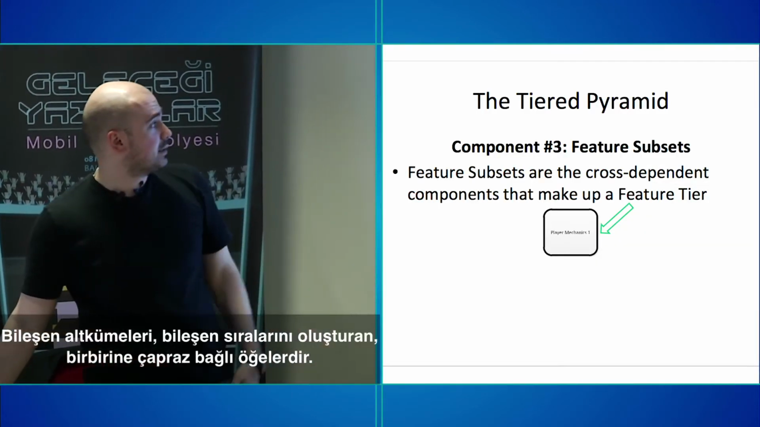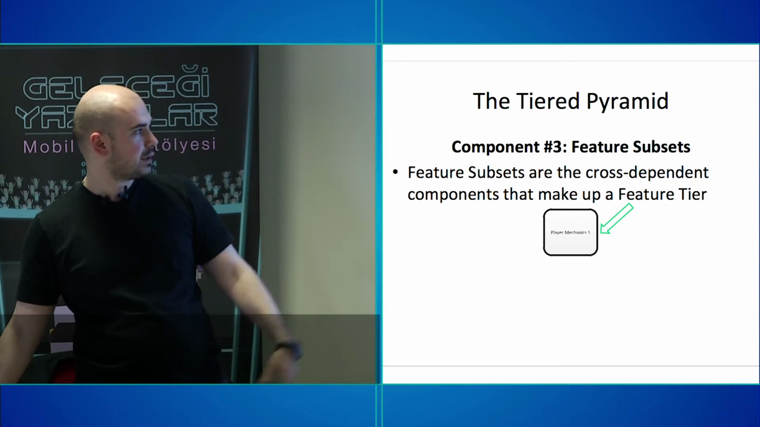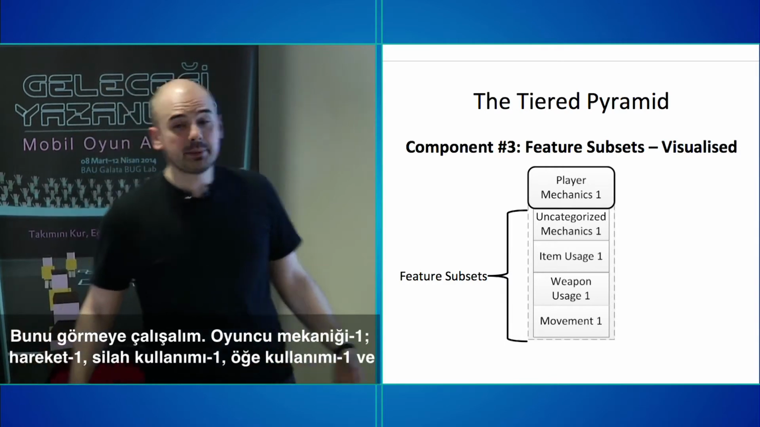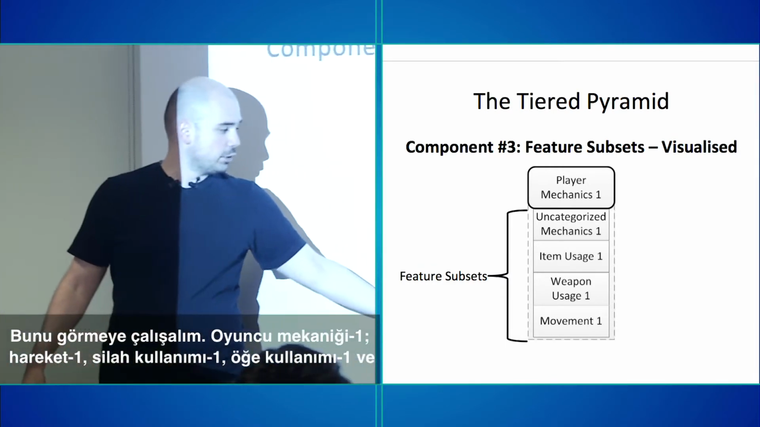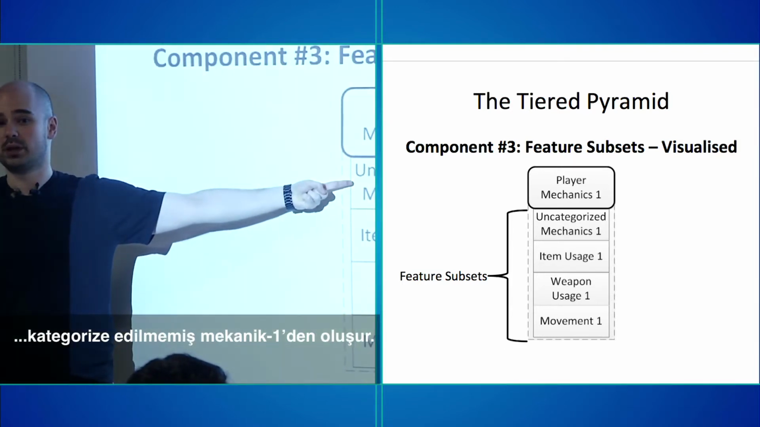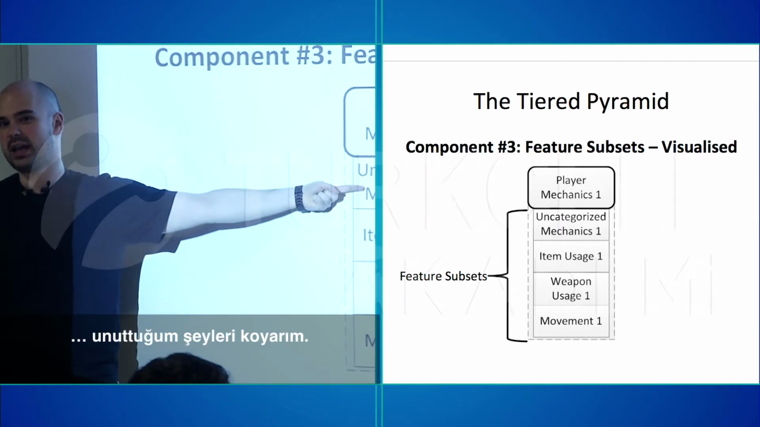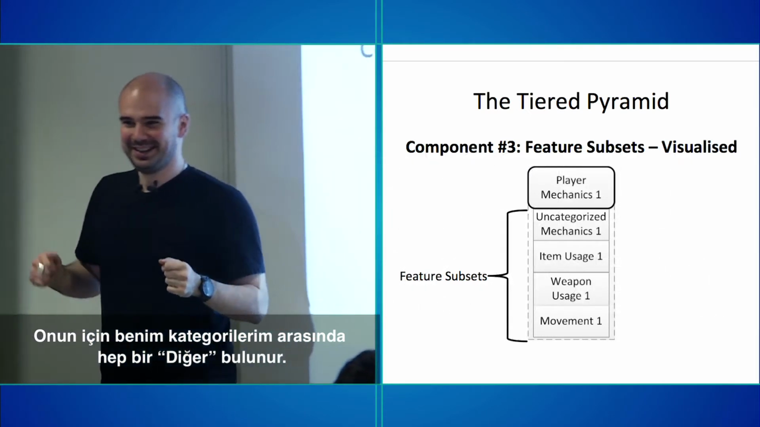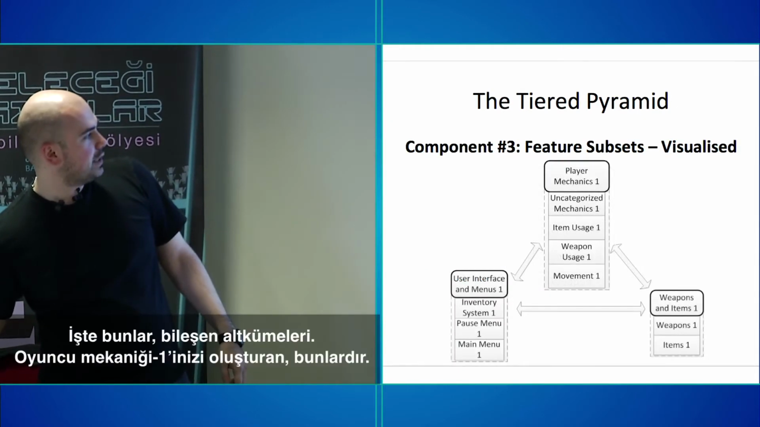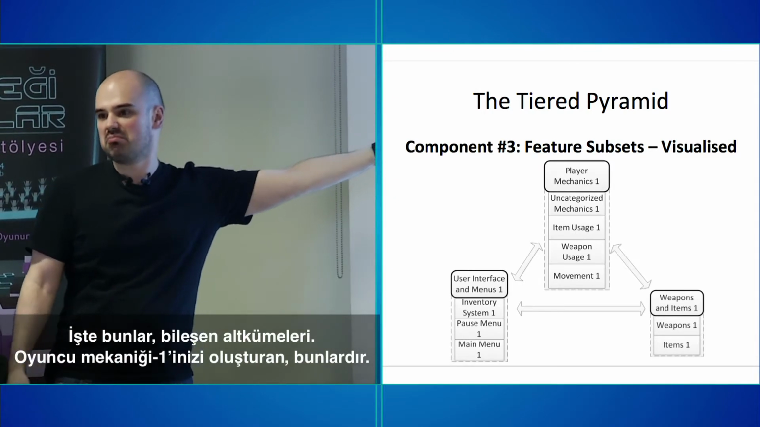Anyway, feature subsets. Feature subsets are the cross-dependent components that make up a feature tier. Feature tier, remember? That's a feature tier. Let's visualize them. So player mechanics 1 was composed of movement 1, weapon usage 1, item usage 1, and uncategorized mechanics 1. I don't even know what goes in there. That's usually my category for all the stuff that I forget. So I just have like other as a category because I always forget a bunch of stuff and I have to add it in later. So these guys are feature subsets. These are the guys that actually make up your player mechanics 1, right?